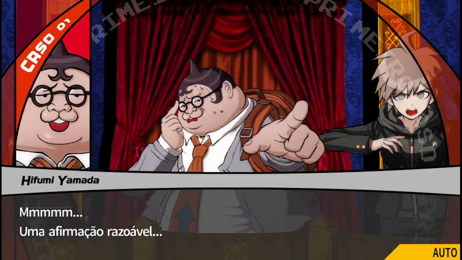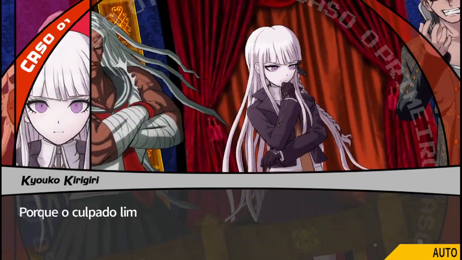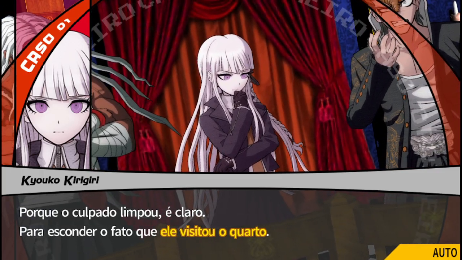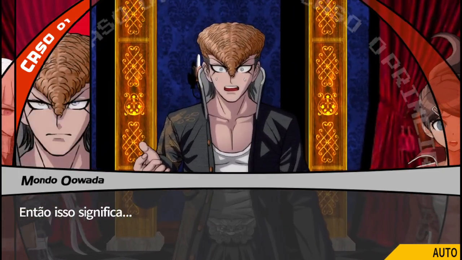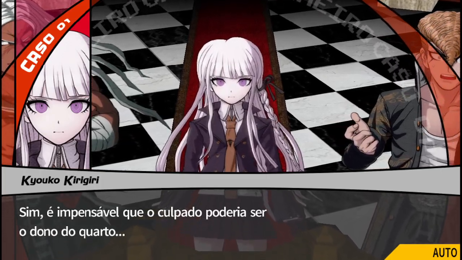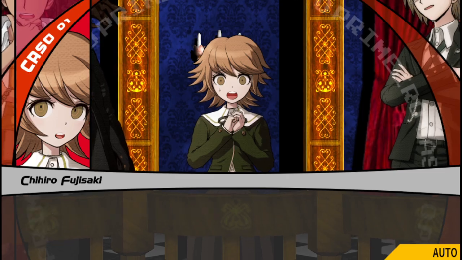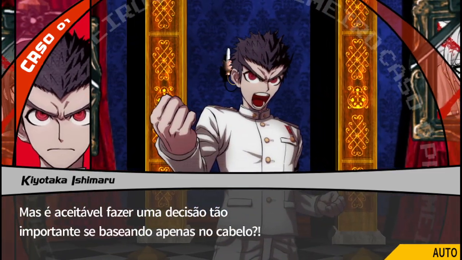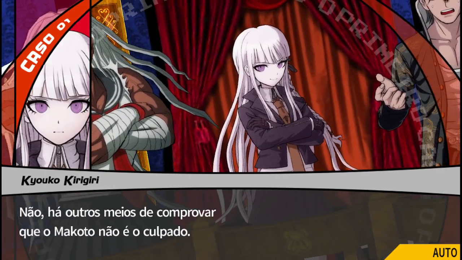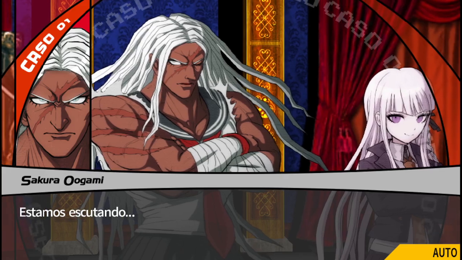Yes, very true, very true! Okay, then why wasn't there any hair on the ground? The killer got rid of it all, of course, to remove any trace that they had ever been there. Wait, then that means... Precisely. It's simply beyond reason to believe that the room's owner and the killer are one and the same. Then, Makoto isn't the culprit? Are you sure we can decide something so important based solely on the absence of some hair? No. There are other reasons that prove why Makoto couldn't have done it. I would like to hear these reasons.